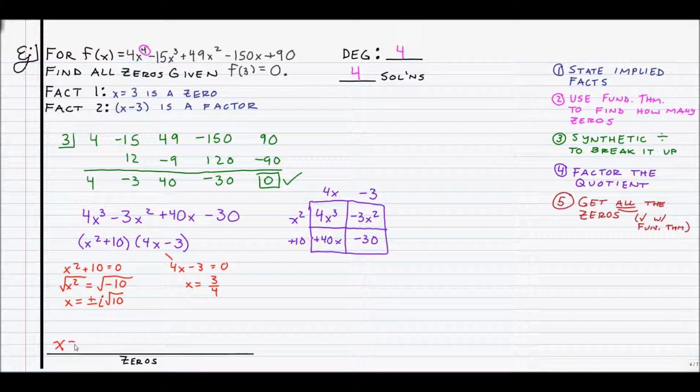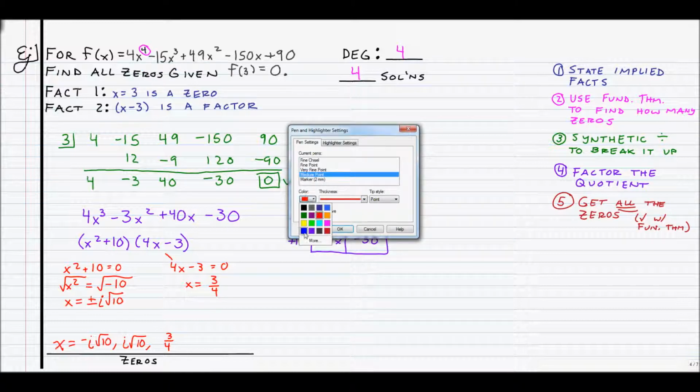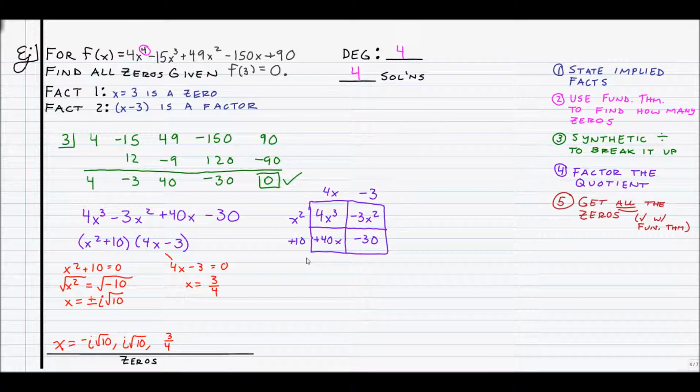So from this point, we can feel really good about ourselves. We got all the zeros. We've got negative i root 10. We've got i root 10. We've got 3 over 4. That gives us 1, 2, 3 solutions, 3 zeros. We're supposed to get 4. Oh shoot. Whoa. Yikes. What am I forgetting here? I feel like something's going wrong. I've only got 3, and it says I'm supposed to get 4. This is awkward. What is it that I need? Where am I looking?